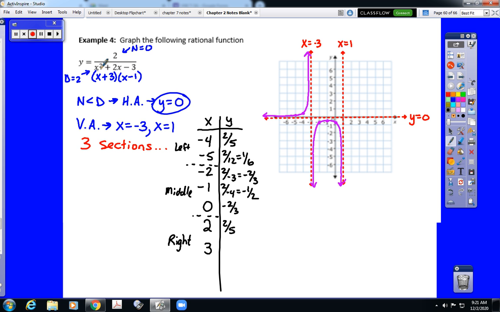And then for 3, that'd be 9. Plus 6 is 15. Minus 3 would be 12. 2/12 reduces to 1/6. So it's going to look exactly like the piece on the left end, except a mirror image. 2, 2/5, 3, 1/6, and I'm kind of wishing those had been in purple, so I'm going to regraph those. 2/5, 1/6. So it's coming in from high along this axis or asymptote, and it's exiting along this asymptote. There's your graph.